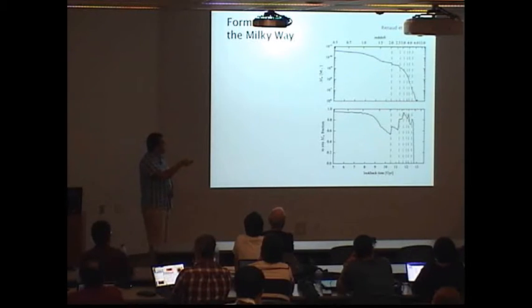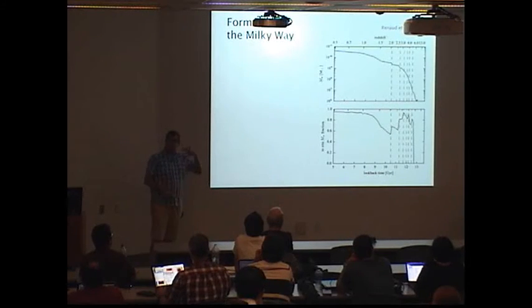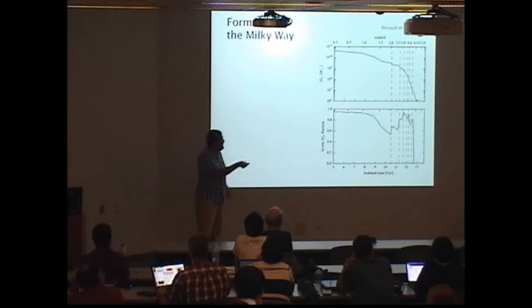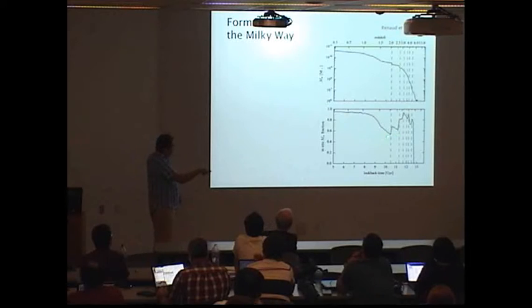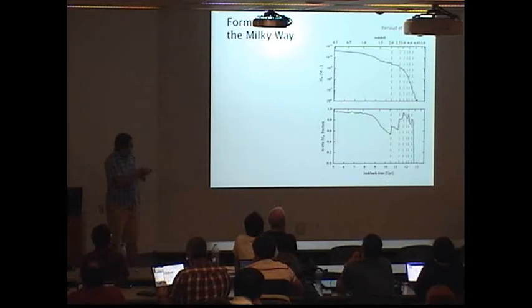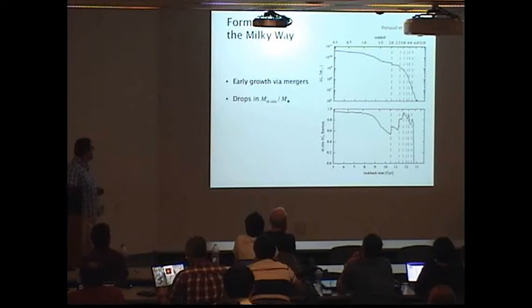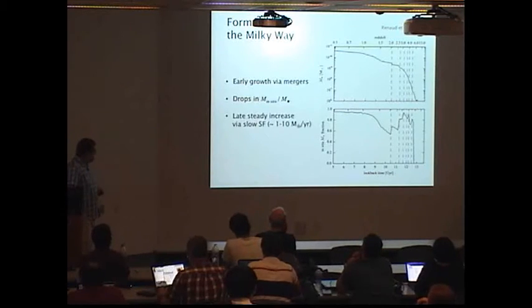Here you see actually the times of the major merger events. The last one is at redshift 2, more or less. And you see that every time you have a major merger, you dilute your fraction of in-situ star formation. Of course, you bring more non-in-situ accreted stars, and this fraction drops, until you reach the non-major merger phase, when the star formation is happening in-situ, and this fraction goes up to, I think, 95% at redshift 0.5. So we have early growth via mergers, you have drops during the merger, and you have a late steady increase with a slow star formation, something like 1 to 10 solar masses per year.